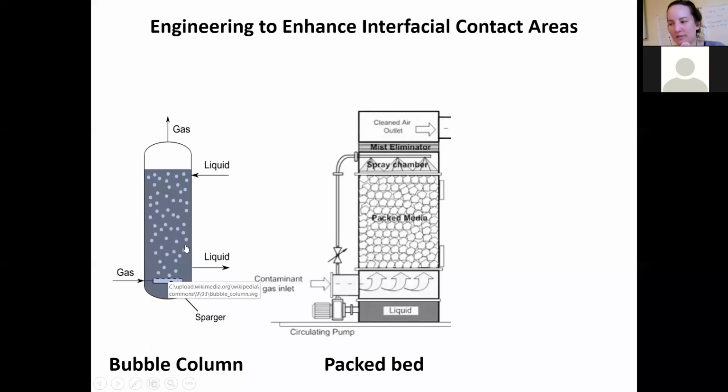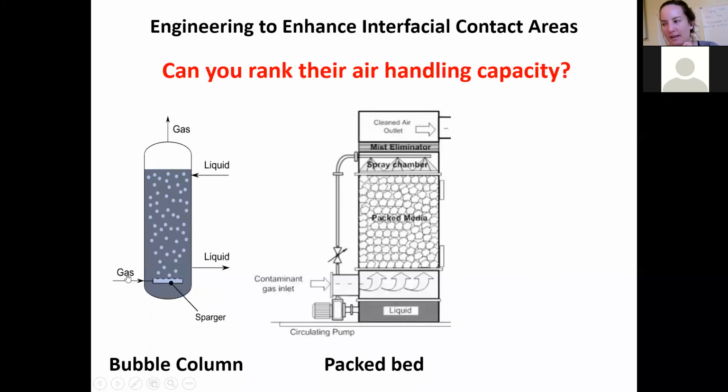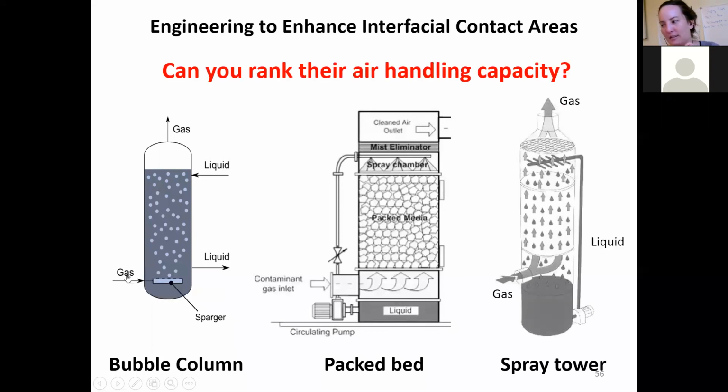To increase the surface area, the bubble column can also be packed with different filling material. This then reduces the volume of liquid that's available here, but it does increase the contact area between the gas and the liquid. This interfacial area is a really important aspect of these contactors.